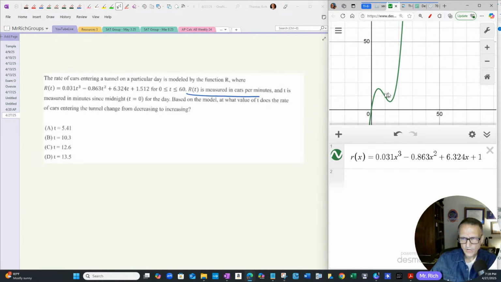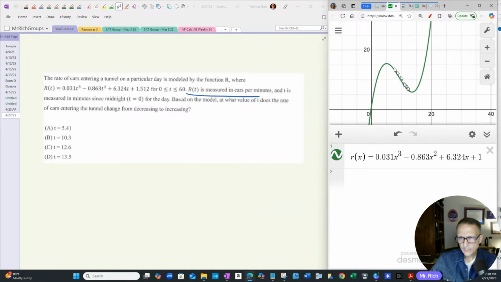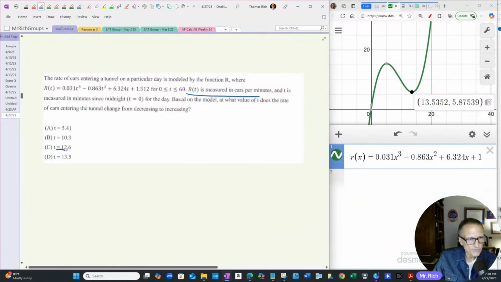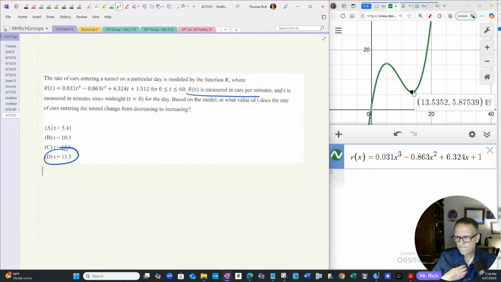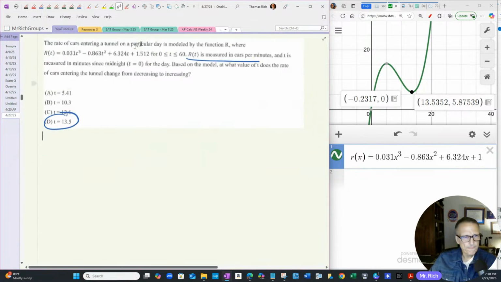All right, so the rate is decreasing right here, and it looks like this point right here is where it changes from decreasing. The R of t changes from decreasing to increasing. It's going to be this answer right here. So this was nothing more than graphing the function to see when it changed. The rate changes from a decreasing rate to an increasing rate right there. Okay. All right, let's keep going.